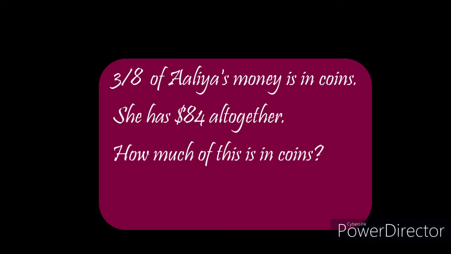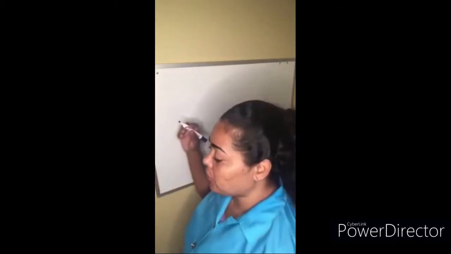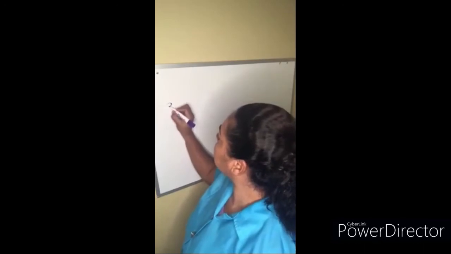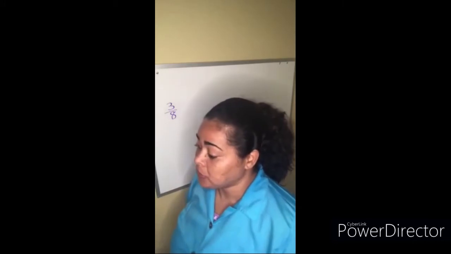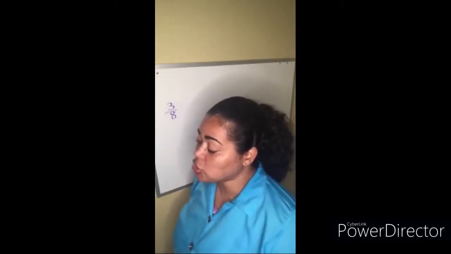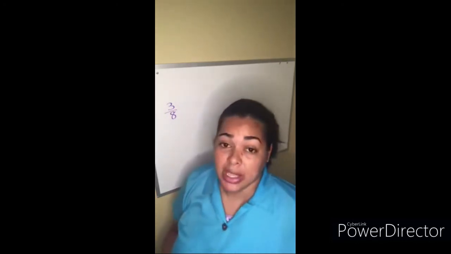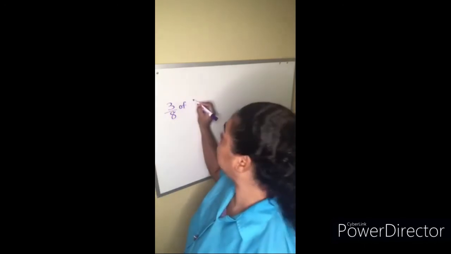3/8 of Aliyah's money is in coins. She has $84 altogether. How much of this total is in coins? So 3/8 of her money is in coins. They want to know how much total is in coins, right? So 3/8 of how much? 84.